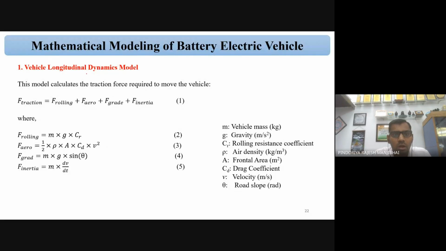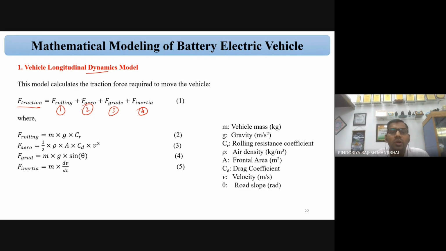So the most important part is the vehicle longitudinal dynamic model. Ultimately we have to calculate the force, so there is a traction force. In the previous class, we already saw what a traction force is, correct? Because this is mathematical modeling, the traction force is nothing but a combination of a total of four forces. The first is the rolling force, then the aerodynamic force, the gradient force, and the fourth is the inertia force, correct?